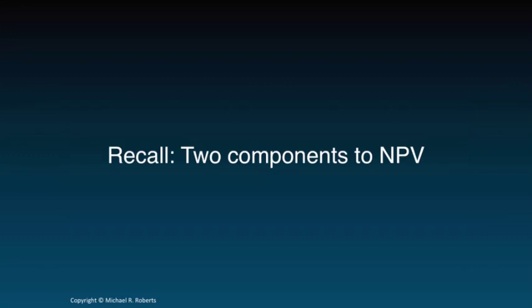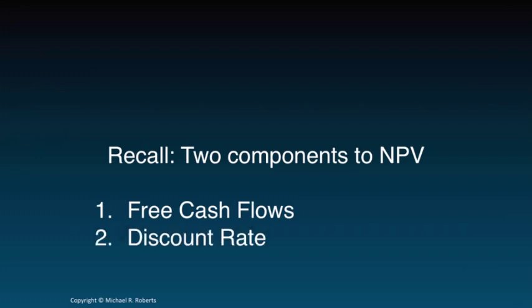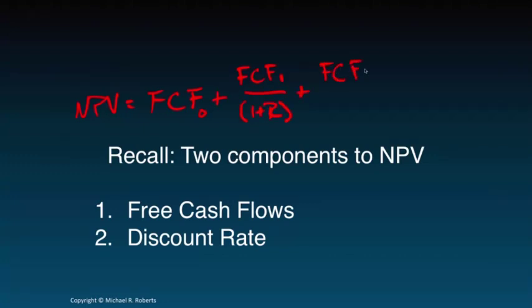Remember, there are two components to NPV. There are free cash flows and there's a discount rate, because NPV, as you recall from last time, is little more than just a discounted stream of cash flows, in this case, free cash flows. So recall, NPV was formally defined as follows, and we recognize that this is really nothing new. This is what we've been doing all along.